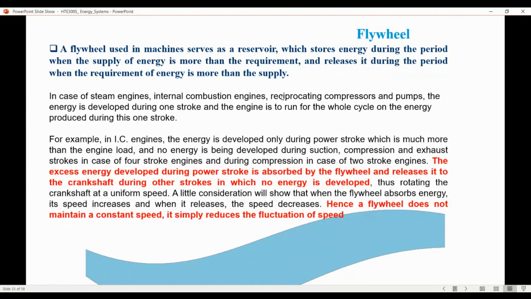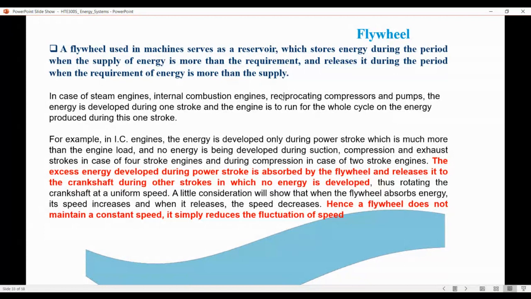For an example, in an IC engine, the energy is developed only during the power stroke, which is more than the engine load, and no energy is being developed during suction, compression, or exhaust, or there are only small negligible positive energies. The excess energy developed in the power stroke is absorbed in the flywheel and then released to the crankshaft during other strokes when no energy is developed. That's what the flywheel is essentially doing, thus rotating the crankshaft at uniform speed. That's the main aim of all what we're doing here.